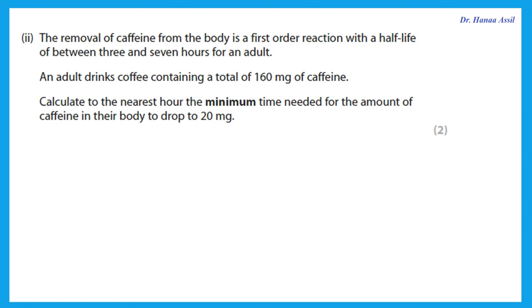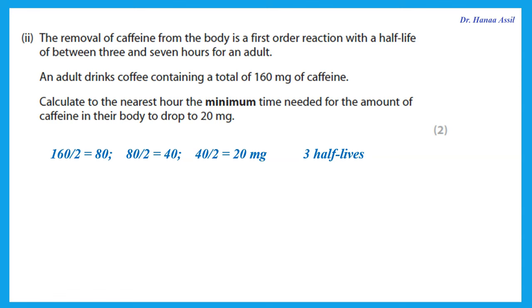So we are told it is a first order with a half-life of between 3 and 7 hours. We want the minimum time needed, so we're going to take the 3 hours part. So the first half-life, 160 over 2, means we're going to divide it by 2. The first half-life will give 80, the second half-life will give 40, the third half-life would be 20 milligrams. So I need 3 half-lives to get to 20.